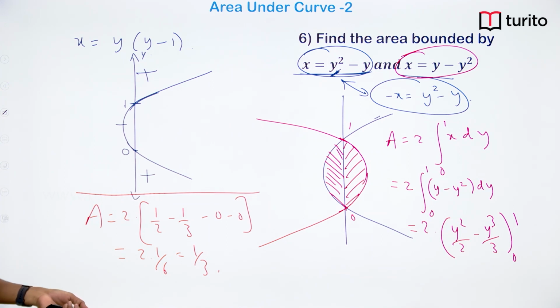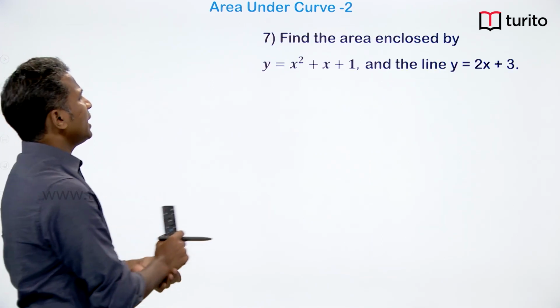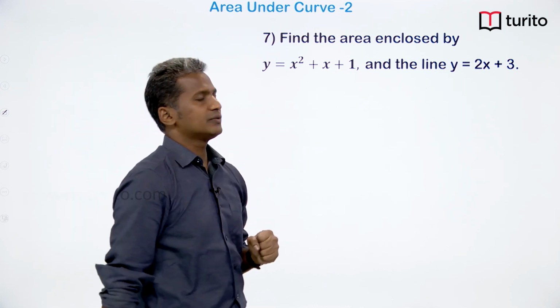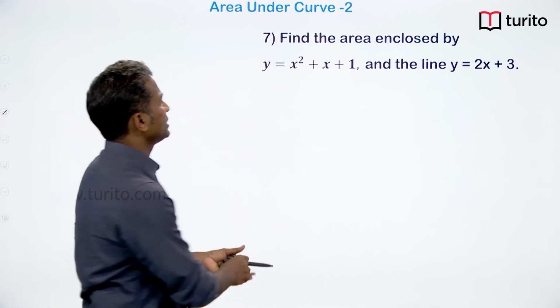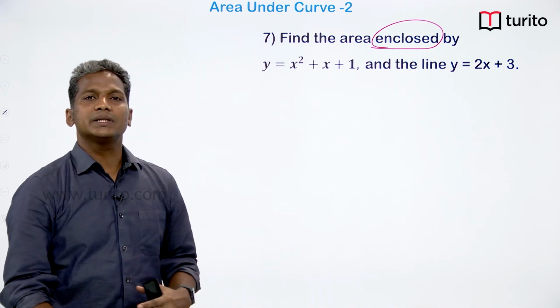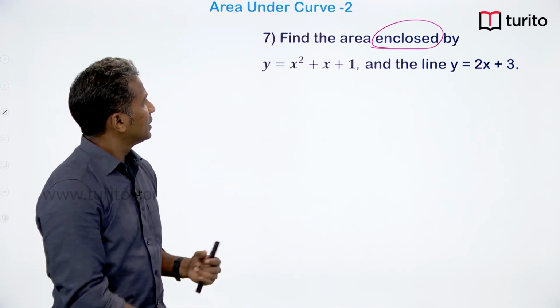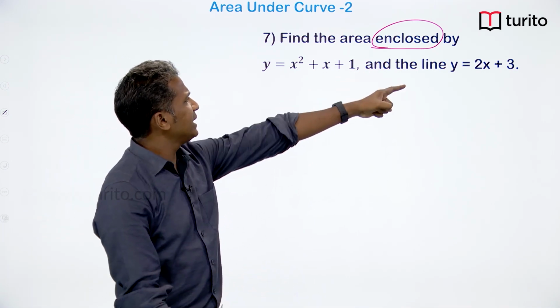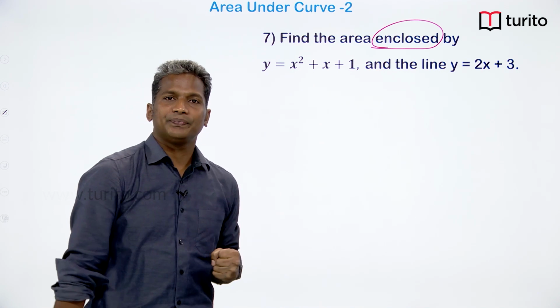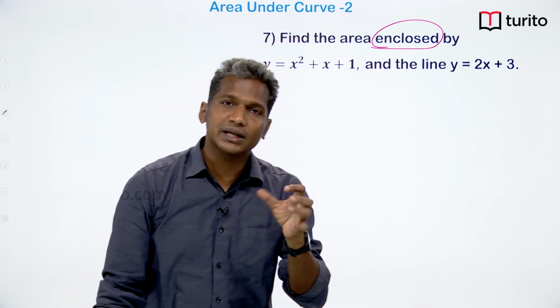Can we move on to the next problem? Next, find the area enclosed by these two curves. So here if you notice, the word enclosed is used. So that means area is completely closed diagram. There is a line given, there is a curve given. We have to draw the curve, we have to draw the line and then see where the area is enclosed.